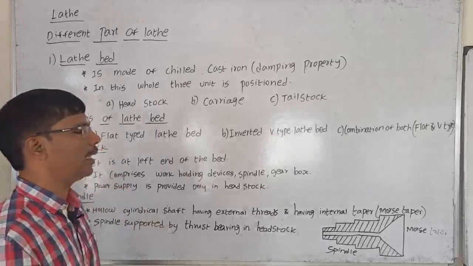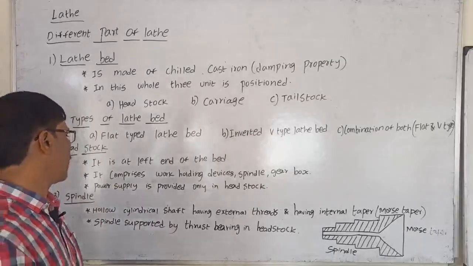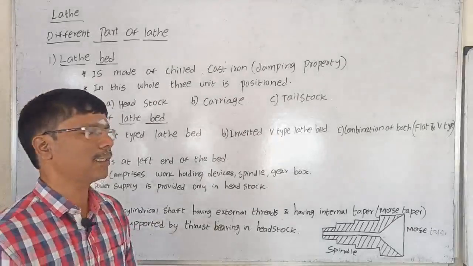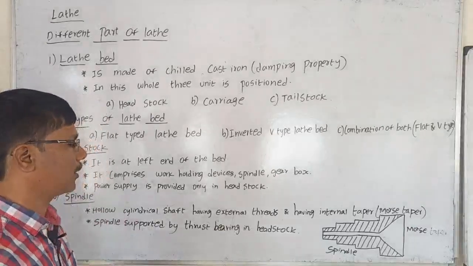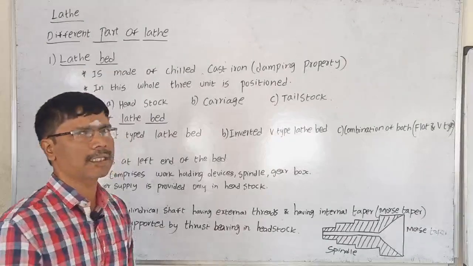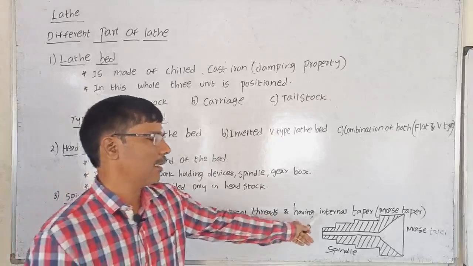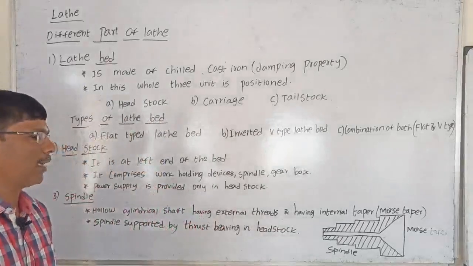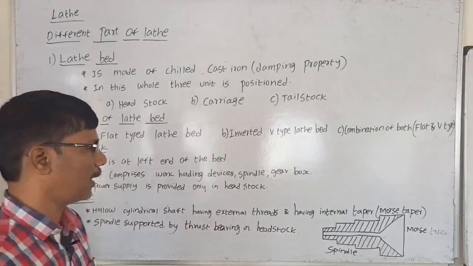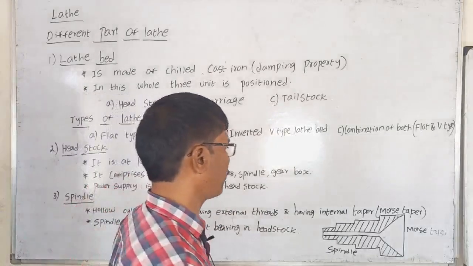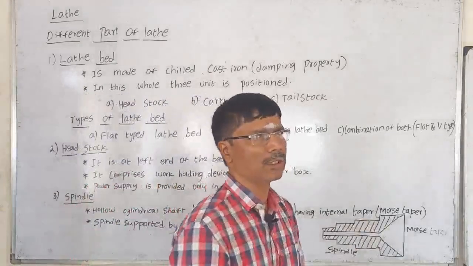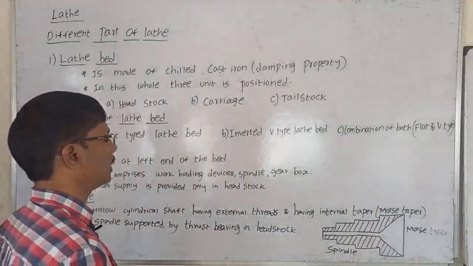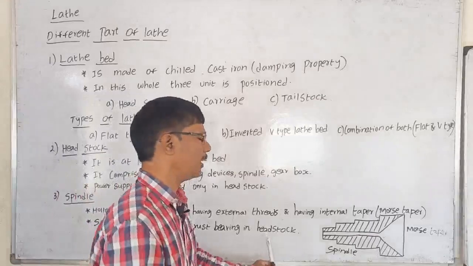The next is spindle. Spindle is the hollow cylindrical shaft having external threads and internal taper. The taper is made up of Morse taper. We are having different types of taper. Here the name of the taper provided is Morse taper, since it was invented by Morse. Spindle is supported by the thrust bearing in headstock.